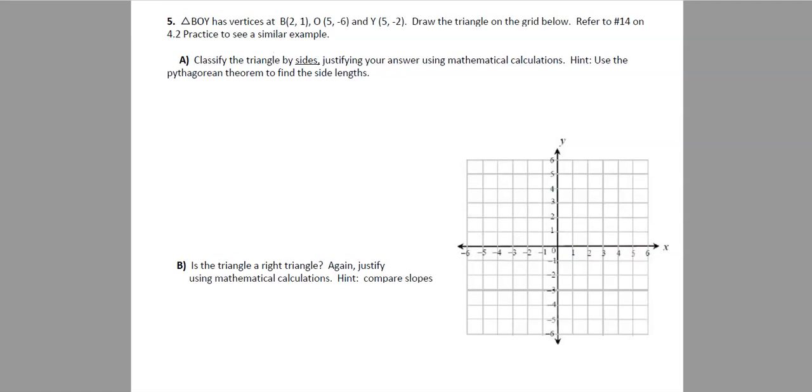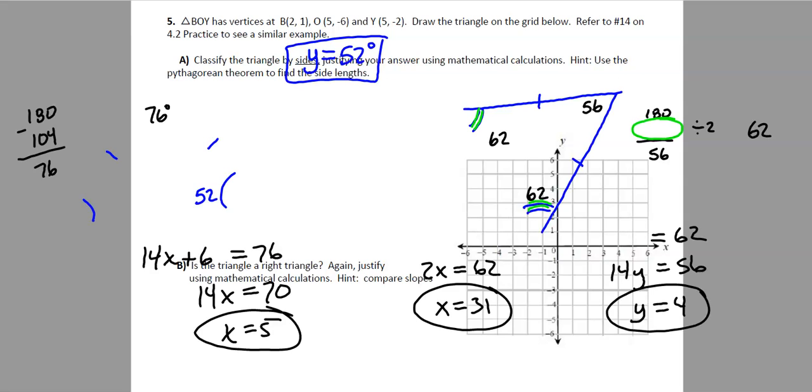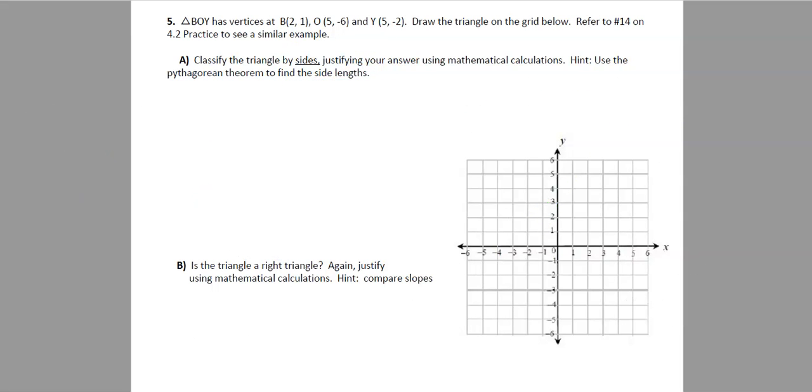And so let me get my dots on the grid here. So it says triangle BOY has vertices at (2, 1), (5, -6), and (5, -2). And we're going to label this. So we have B, and we have O, and we have Y. And I'm going to connect them together. All right, so I got my triangle.